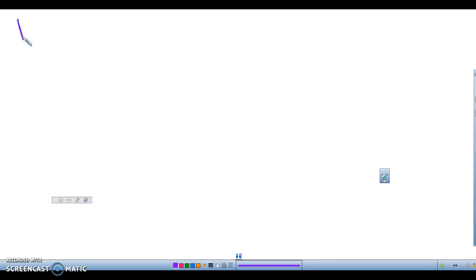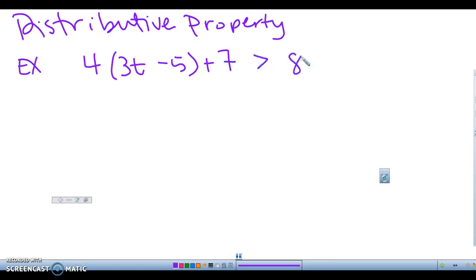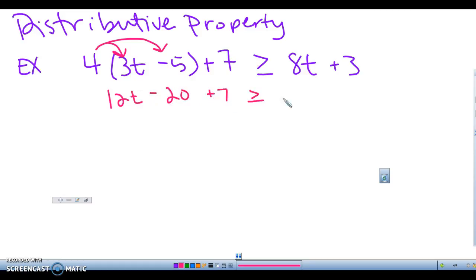The next thing we're going to talk about is using the distributive property. So let's start off with a good example. Let's say 4 times the quantity 3t minus 5, plus 7 is greater than or equal to 8t plus 3. So I have variables on both sides, and I have to distribute. This is a lot, okay? So the first thing I need to do is obviously distribute. So I have 12t minus 20 plus 7 greater than or equal to 8t plus 3.